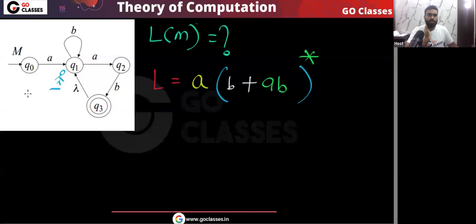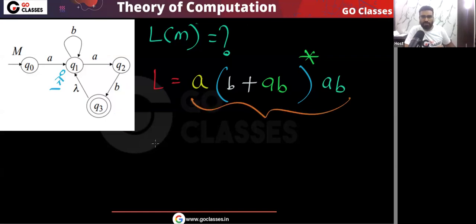So finally, from the state Q1, to go to the final state, I need AB. So this will be the answer. Is this clear? Please tell me. So this will be the language.